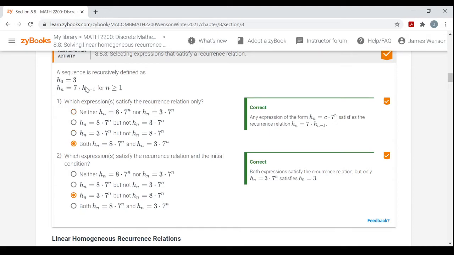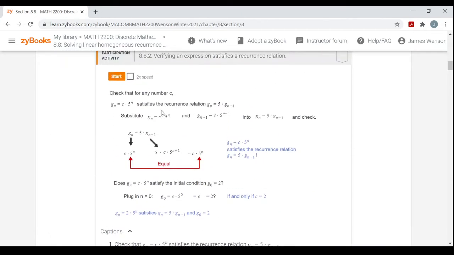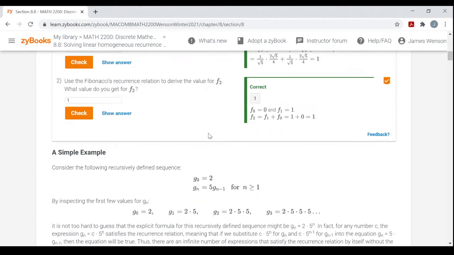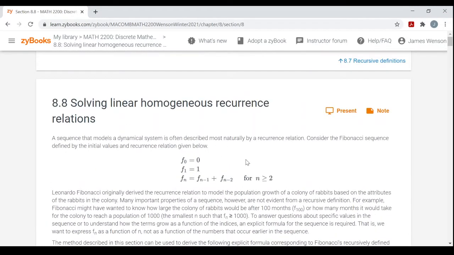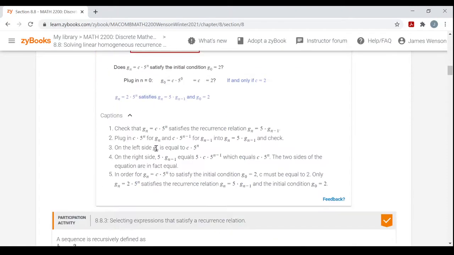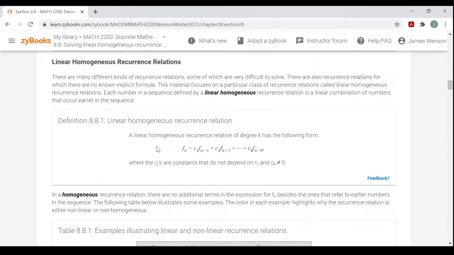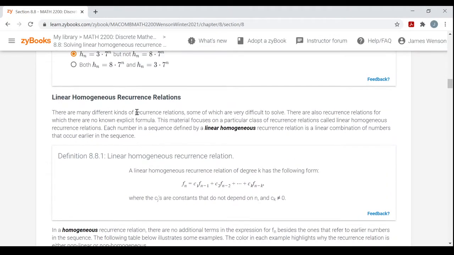Now, this recursively defined sequence, this recursively defined sequence, and even the Fibonacci sequence, these are all examples of what are called linear homogeneous recurrence relations, and they get into the definition here. We'll see what makes a recurrence relation linear and homogeneous. So I'll read this one.